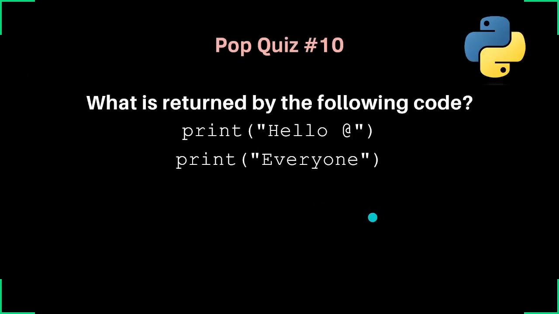And then the last one was pop quiz number 10. What is returned by the following code? There are two print statements here. By default, every print statement will start on a new line. So that will be the output.